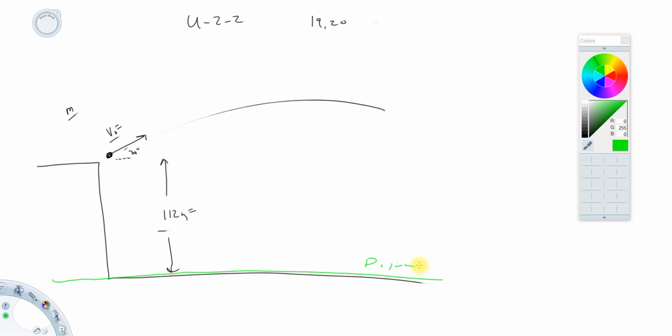Now, part A says, what is the initial total mechanical energy of the projectile? So that is the sum of the potential plus kinetic energies when the particle is here, and you're going to get a number.